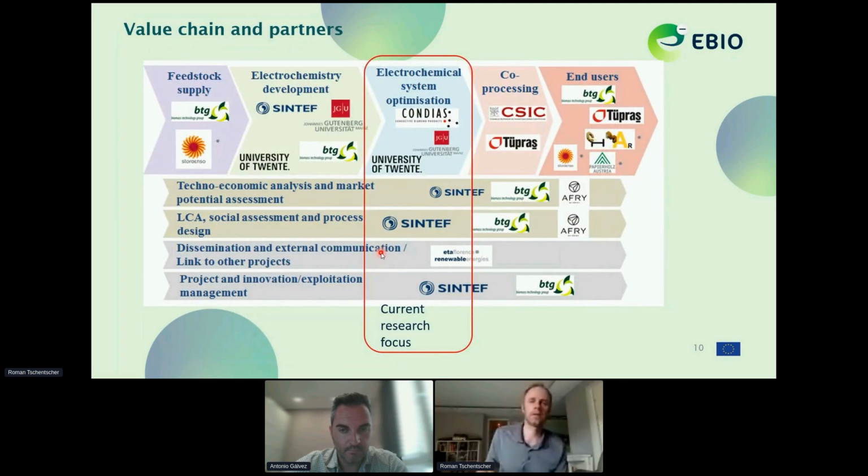And the project itself is at this stage in the process of setting up electrochemical systems at TRL4. So we have done the fundamental research. We understand more or less what's happening in our electrochemical cells. And now we set up a continuous system in order to produce sufficient amounts for a co-processing test at refineries.